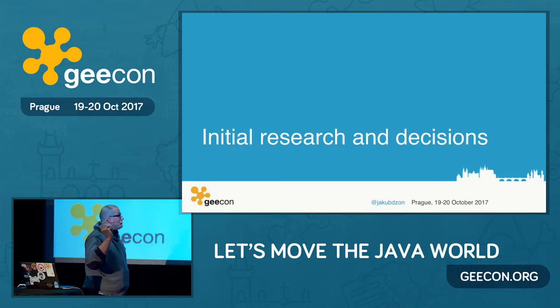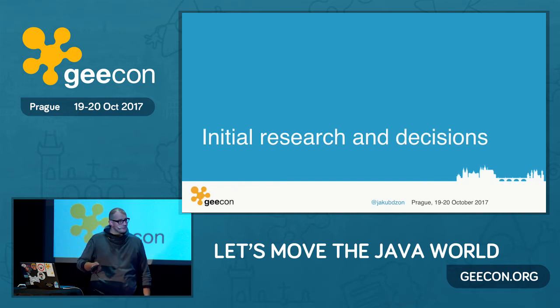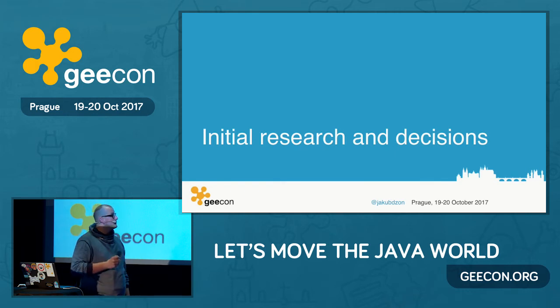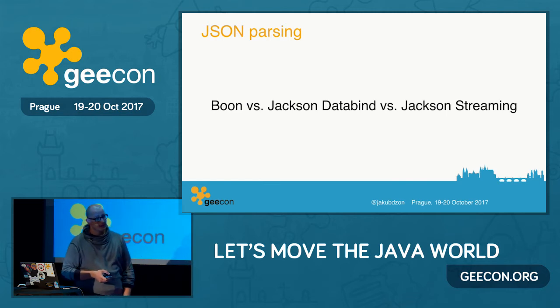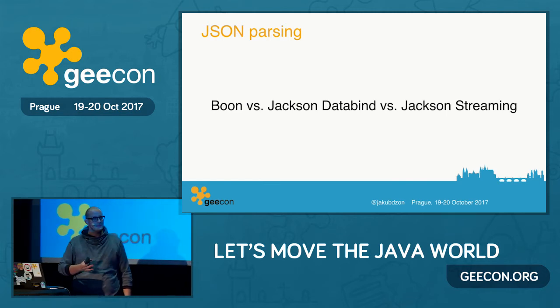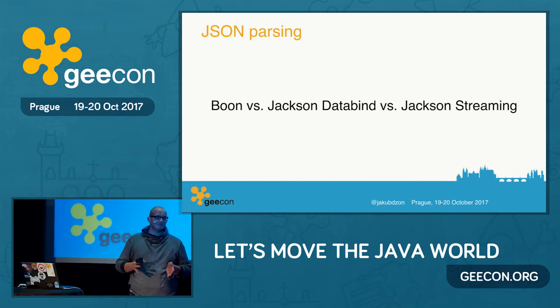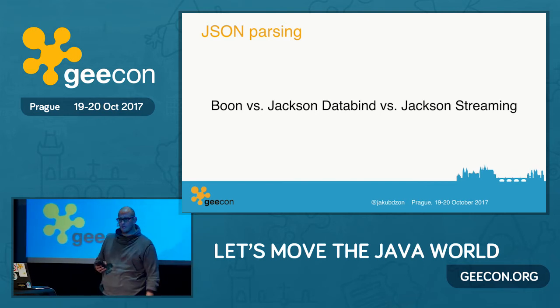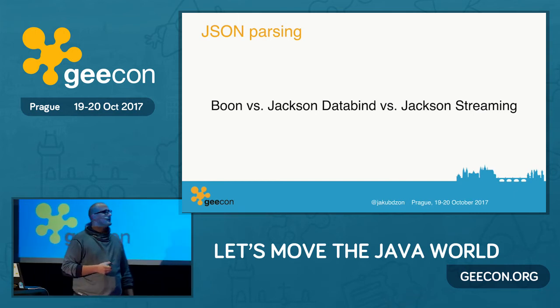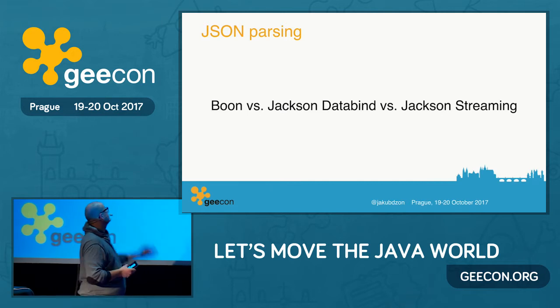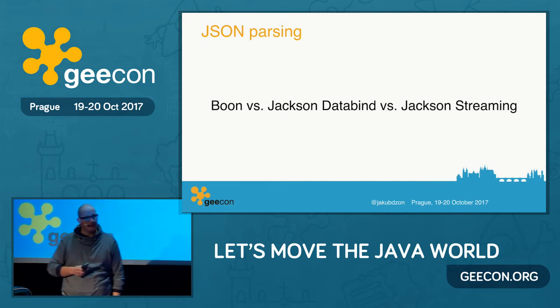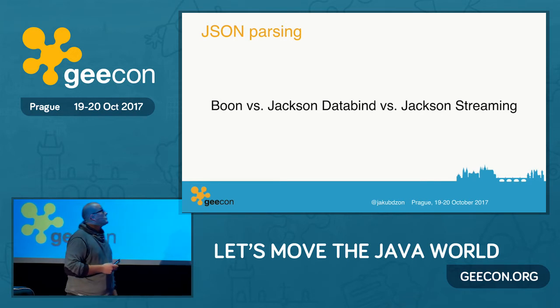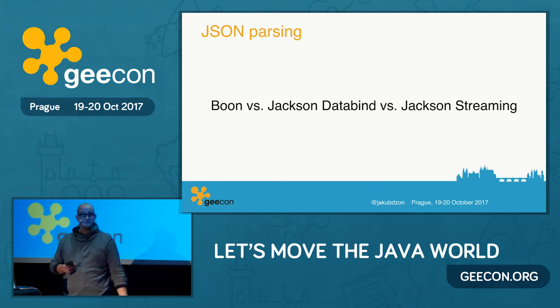So right at the beginning of our work, before we started coding the actual business logic, we had to make a few important decisions, like how to parse JSON. Because we're latency bound, we had to conserve CPU time everywhere we can. So we did initial research on parsers. We started with Boon because it looked very promising, but we found a bug in it that wouldn't allow us to use it, and we didn't want to wait for fixing it ourselves.